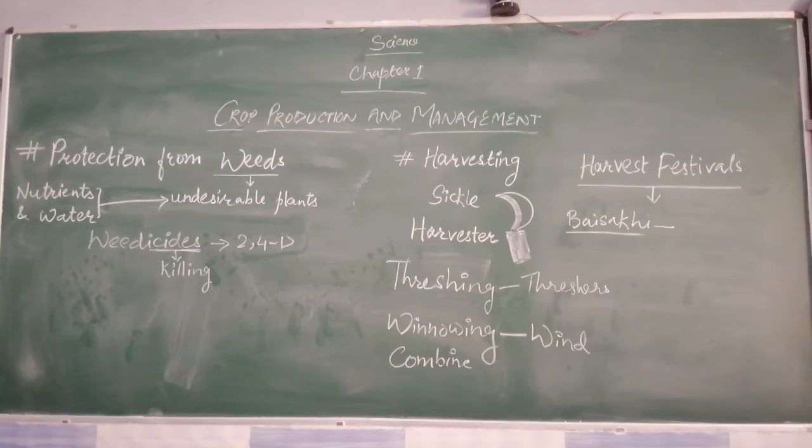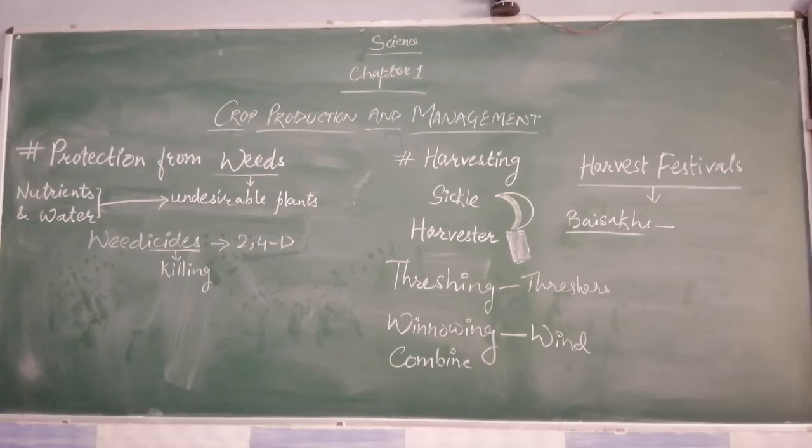Then we have two terms which you already know from class 6, that is threshing and winnowing. So what is threshing? After cutting the crops, what has to be done? The grain seeds need to be separated from the chaff. So we have to separate the grain seeds from the chaff, and that process is known as threshing. This threshing is done with the help of a special machine known as a thresher.